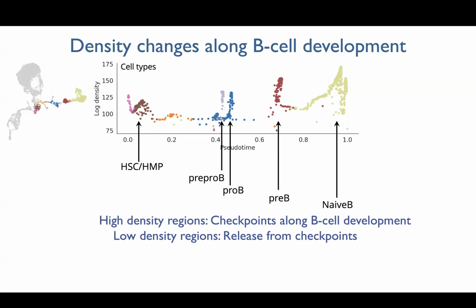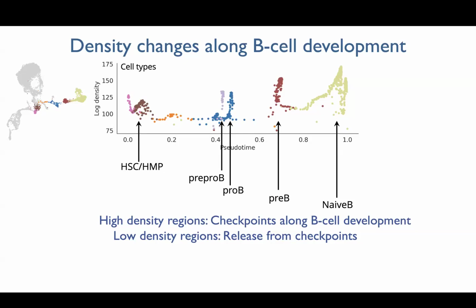Each of these high density regions, essentially cells are accumulating, waiting for a signal or configuring something. As they wait in their gene expression profile, that shows up as a high density region because there's a lot of cells in a similar expression profile. And the cool thing is low density regions are of course released from these checkpoints. That's where all the expression changes that define the next state are actually happening.